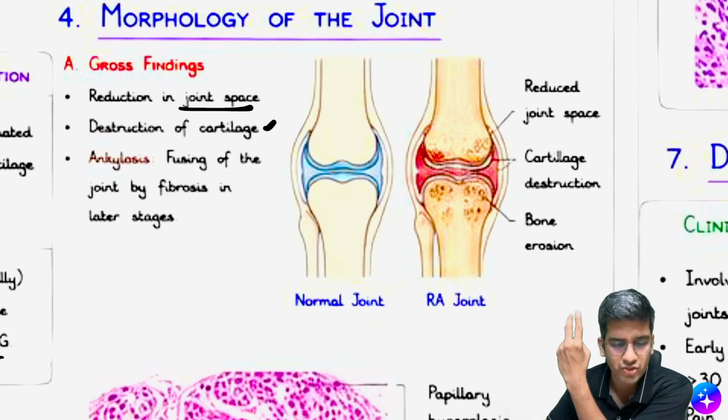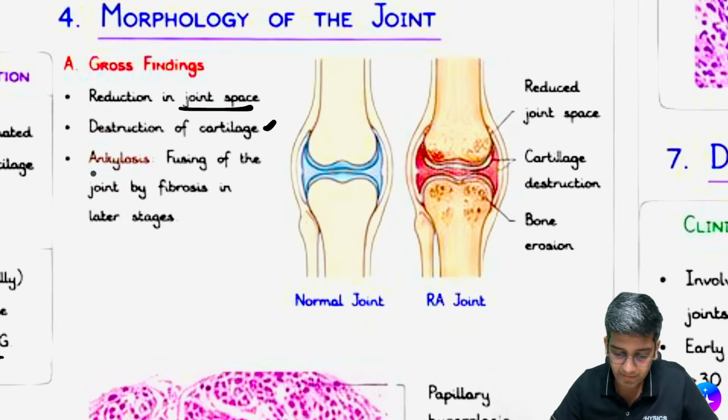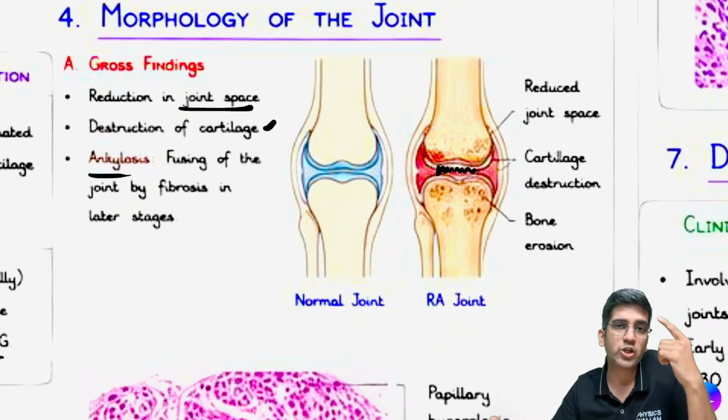By default, I'll have destruction of cartilage. I can definitely look at the MRIs and say that, okay, the cartilage destruction is there. Over a period of time, what will happen? The entire joint will fuse together, which we call ankylosis, because deformities are very common in rheumatoid arthritis. Ankylosis is also very common in rheumatoid arthritis.